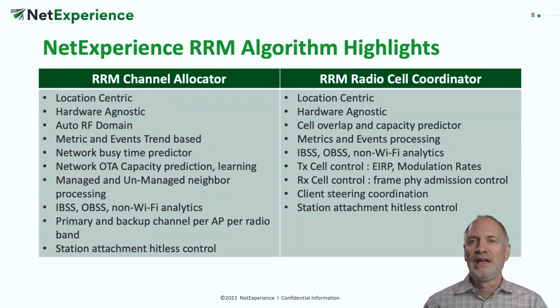From a radio cell coordination point of view, again, fairly similar from a location-centric and hardware agnostic point of view. The algorithm is doing capacity and coverage prediction to ensure that given a set of receive and transmit cell parameters, every single client device in the cells has access to maximum SNR and maximum data rates. The type of control we apply back to each radio are things like ERP settings, setting of the different modulation rates for the different PPDUs, receive cell controls, like frame admission controls and other parameters.